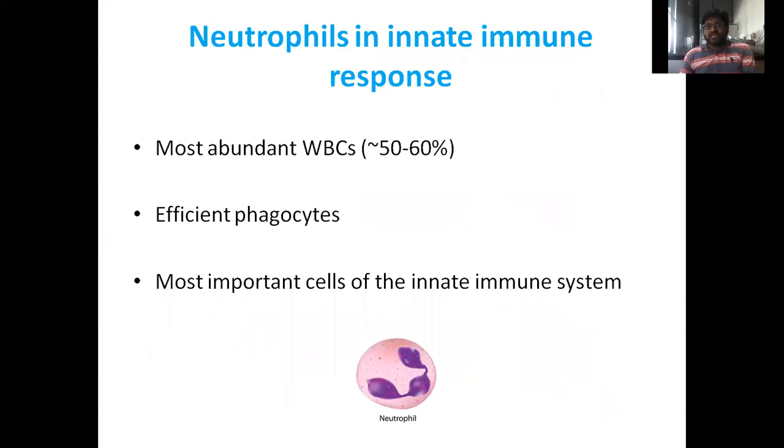Neutrophils in the innate immune system. Here we are looking at innate immunity, so we will discuss only those cells that have a role in innate immunity. The first one is the neutrophil. It is the most abundant WBC, around 50 to 60% of the WBCs in the blood. These are very efficient phagocytic cells, the most important cells of the innate immune system. So neutrophils have phagocytic activity.